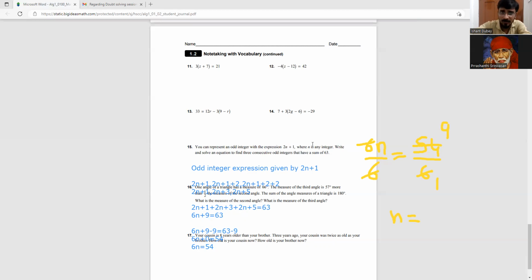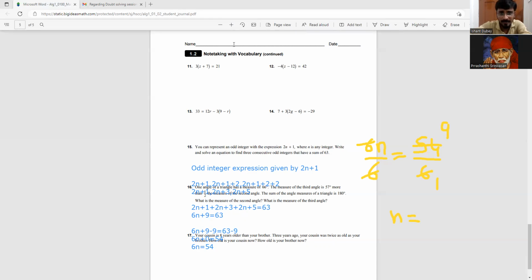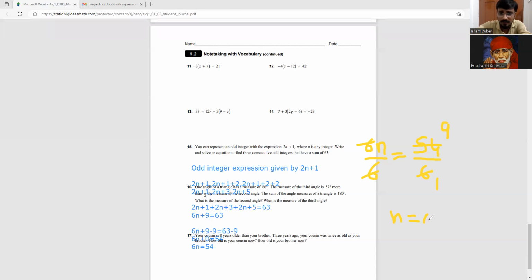So actually, do we have to find the n value? What do we have to find? No, Prashanti, we have to substitute n in that equation. We have to find 3 consecutive odd integers. That is what we have. So now n equals 9. What were the 3 consecutive odd integers? The first one was 2n plus 1.